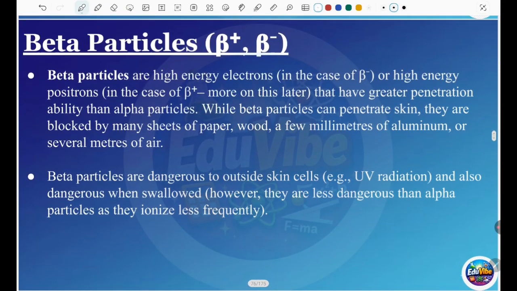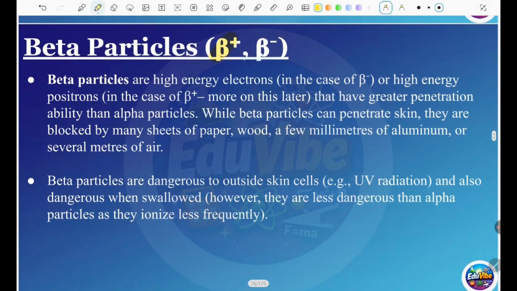Next, we have beta particles. Beta particles have two types, beta positive and beta negative. Beta particles are high energy electrons in the case of beta negative, or high energy positrons, which is beta positive. More on this later. So this is the anti-atomic particle. We will discuss that in later lessons.